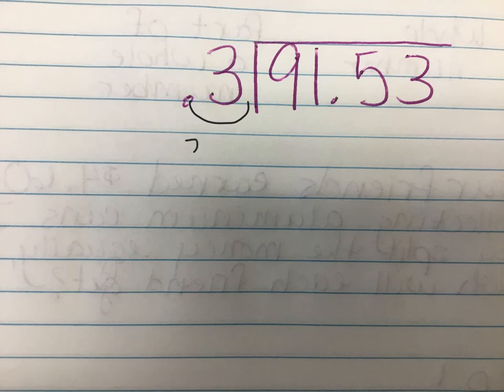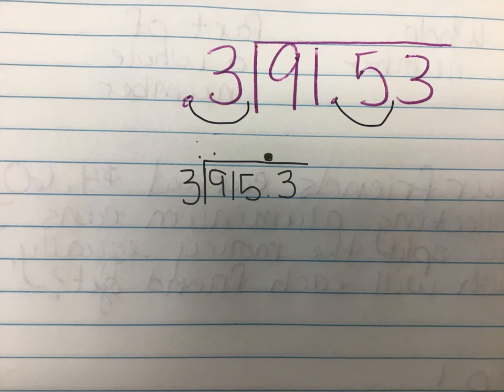And now I have whole 3 right there. Oops, I'm going to give myself a little more space here. I'm going to put it down here. And then I have to move this 1 time because I moved it 1 time on the outside. Now I have 915.3 under the house. Step 2 is pop that decimal up top. Boom. And now I can do my dividing as normal.